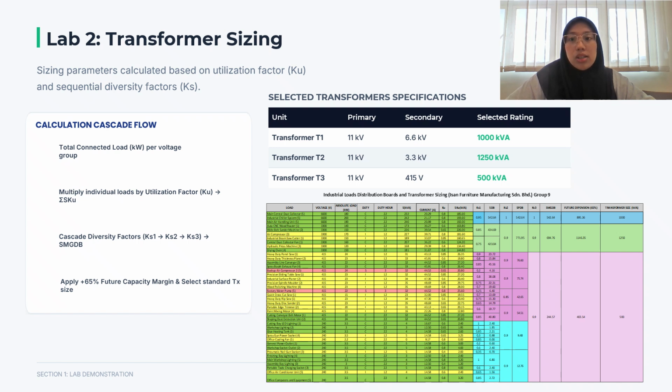In summary, all 3 transformers are properly sized for current and future loads. T1 is 1000 kVA for the 6.6 kV bus. T2 is 1250 kVA for the 3.3 kV bus. T3 is 500 kVA for the 415 V bus. With that, I will now pass the presentation to my colleague Hairul Izham. Thank you.